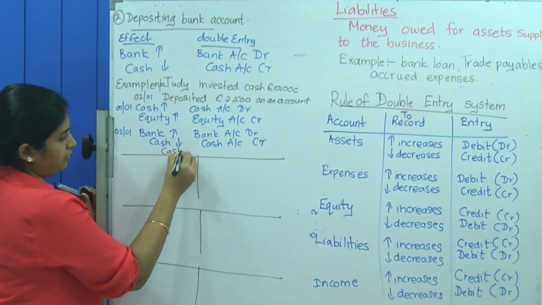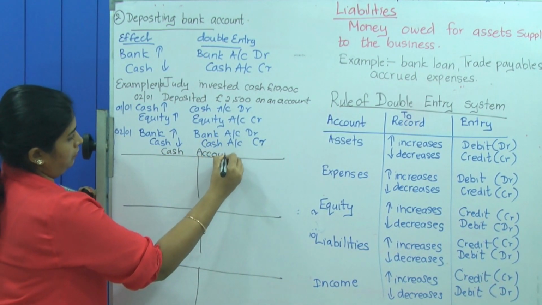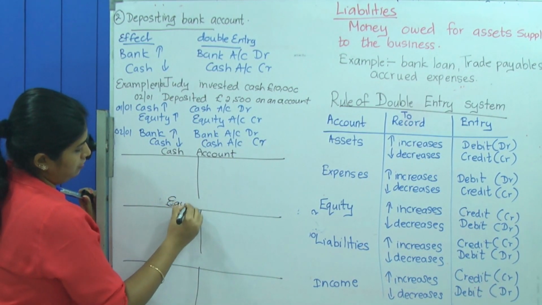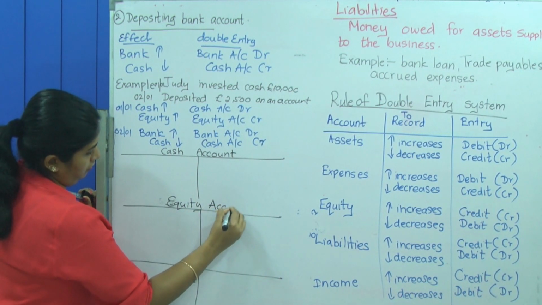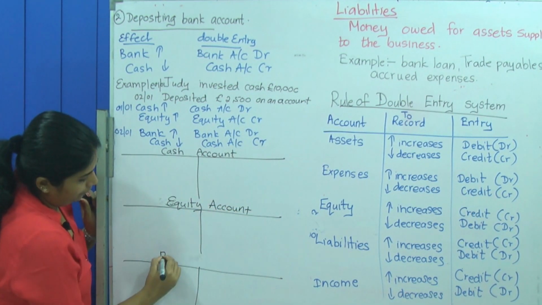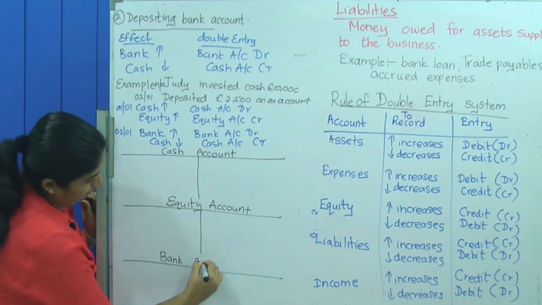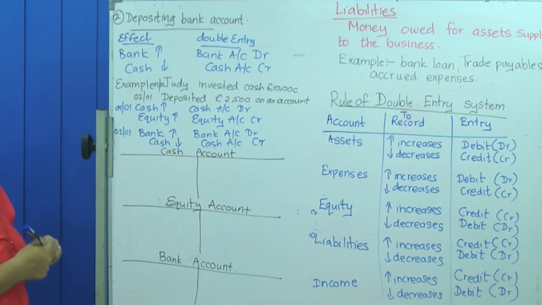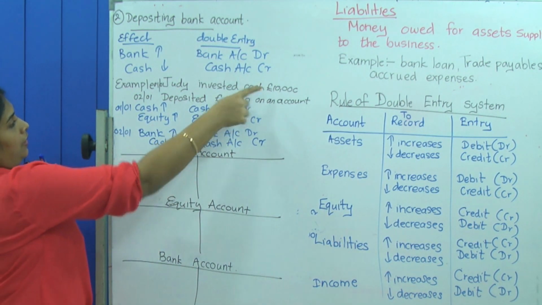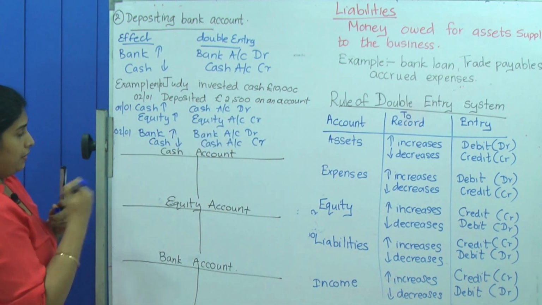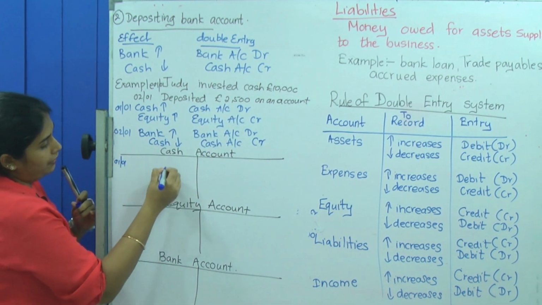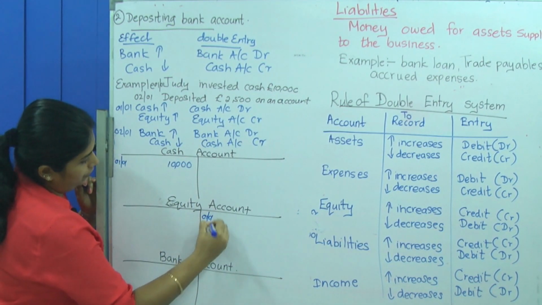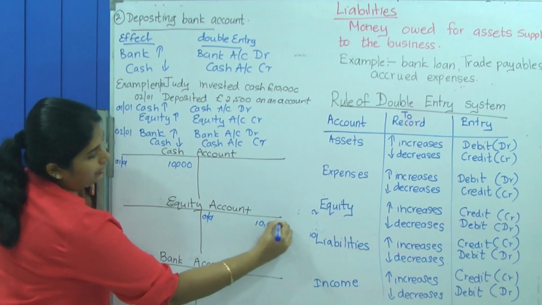One is for cash, the other one is for equity account, and another one for bank account. So the very first transaction where Judy invested cash 10,000 increases cash account debit. That means 1st of January, cash, you will write on the debit side 10,000, and equity 1st of January 10,000. Now we recorded the amounts.